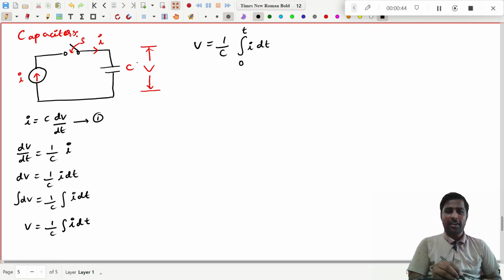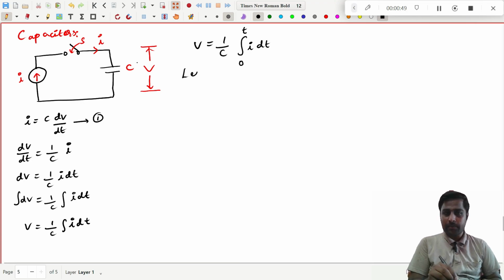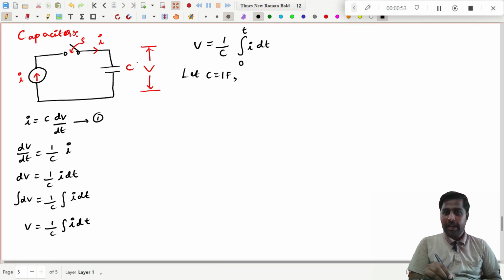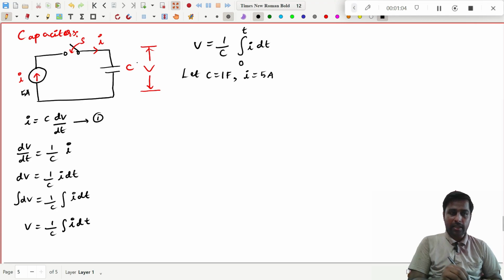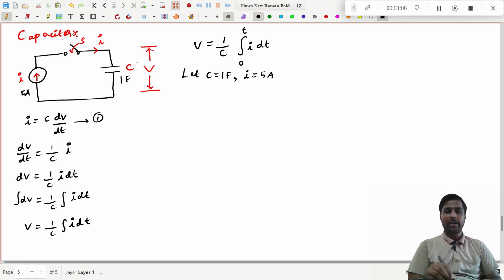So again we will assume the values here. Let C is equal to 1 farad and current I is equal to 5 amperes, right? So this current is 5 amperes, and this capacitor is 1 farad, right? Now you substitute and you find the value, right?